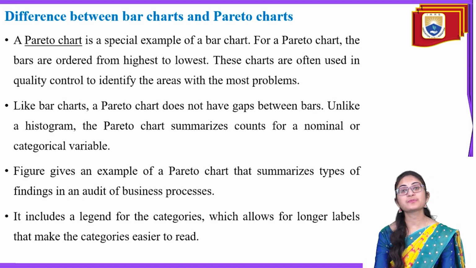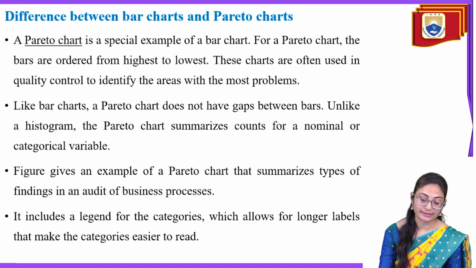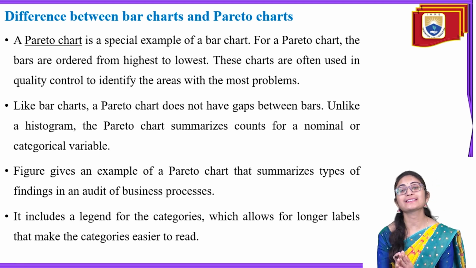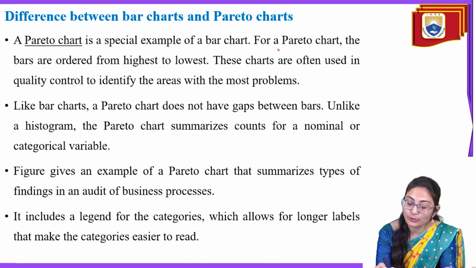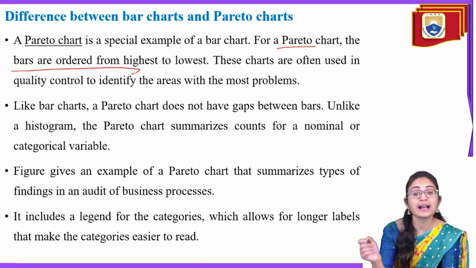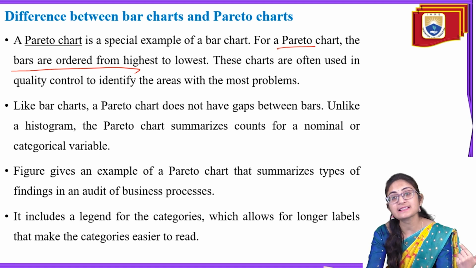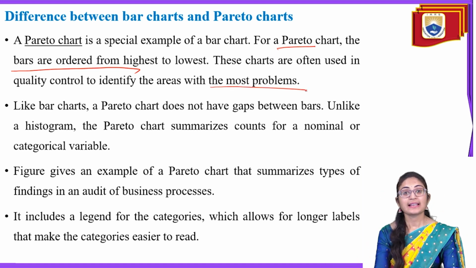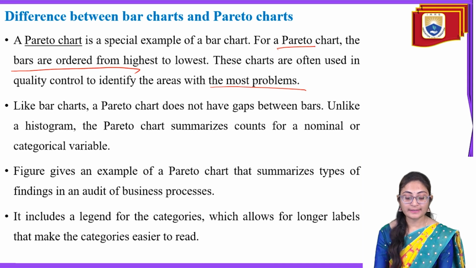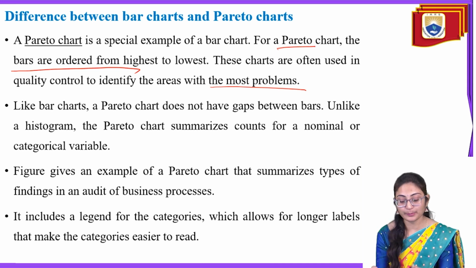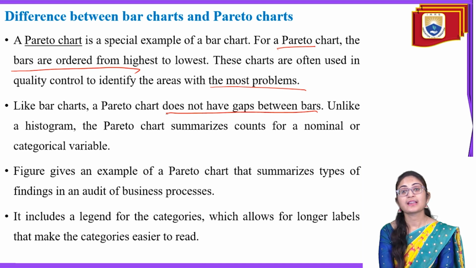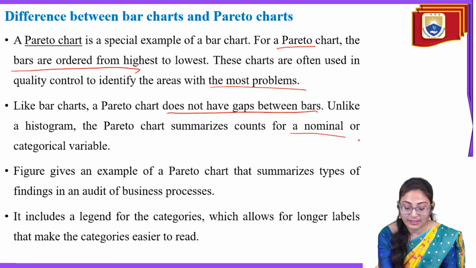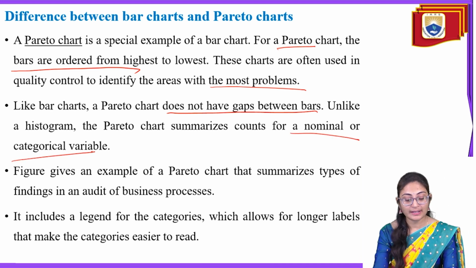Now there are differences between the bar chart and the Pareto chart. The Pareto chart is a special example of the bar chart. For a Pareto chart, the bars are ordered from highest to lowest, and these charts are often used in quality control to identify the areas with the most problems. Like a bar chart, the Pareto chart does not have gaps between the bars. Unlike the histogram, the Pareto chart summarizes counts for a nominal or categorical variable.